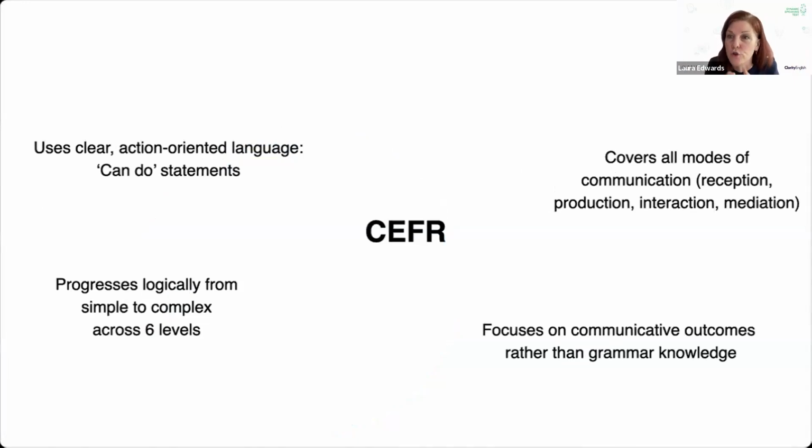What can a learner do? Not what do they know, but what they can do at each level. Then it progresses logically from simple to complex across 6 levels. It covers all modes of communication, reception and production. So what we're understanding, what we're hearing, etc., and what we're producing in speaking and writing, but also interaction, so that how we interact with our peers, and also mediation. And it focuses on communicative outcomes rather than grammar knowledge. So I think that's a huge bonus.